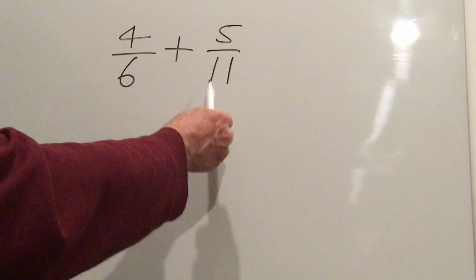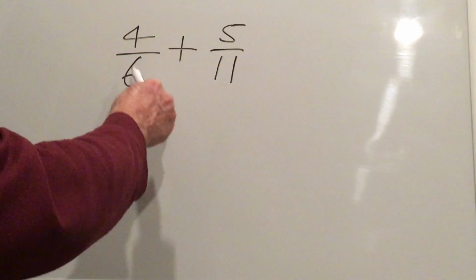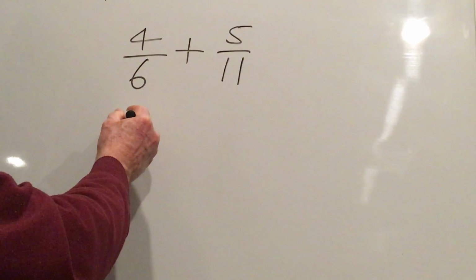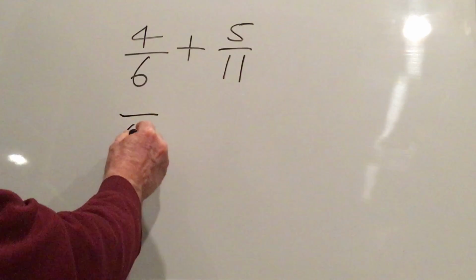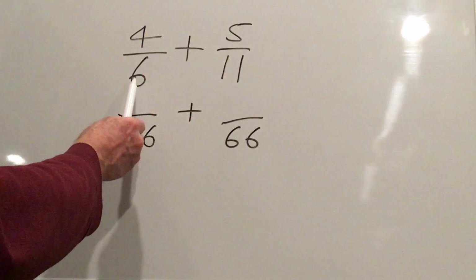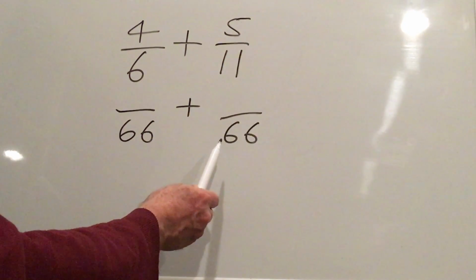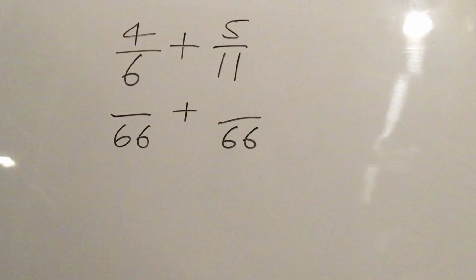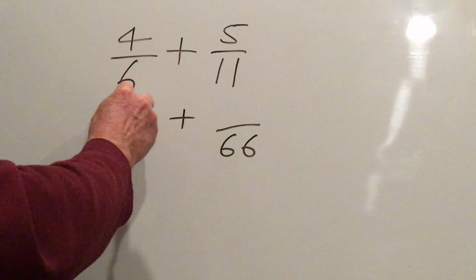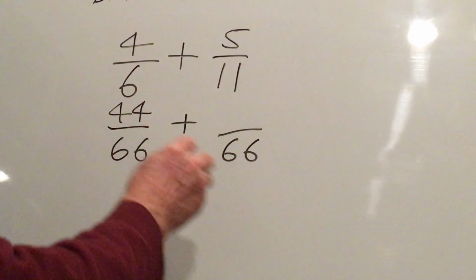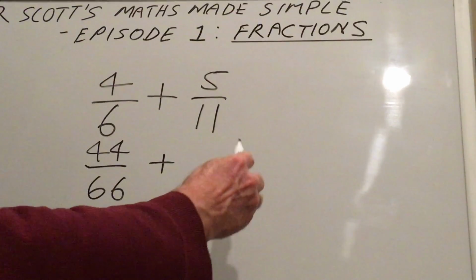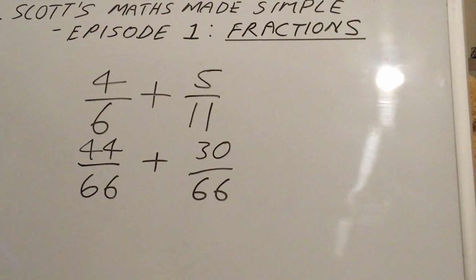6 doesn't go into 11, so let's multiply the two of them together. So 6 times 11. So on the bottom, we're going to have 6 times 11 is 66, plus something over 66. So we multiplied this one by 11, it's 66. We multiplied this one by 6, it's 66. We multiplied this one by 11, which would, of course, be 44, because 4 times 11 is 44. Plus, and we multiply here, everything by 6. And that would be 30 on 66.